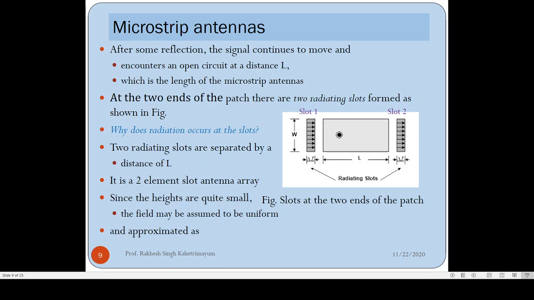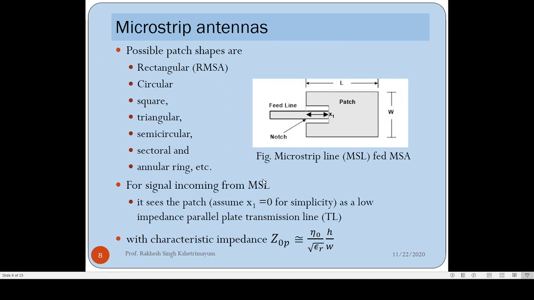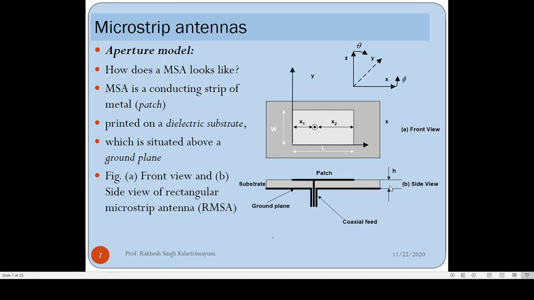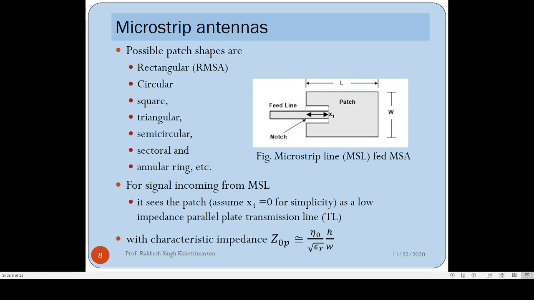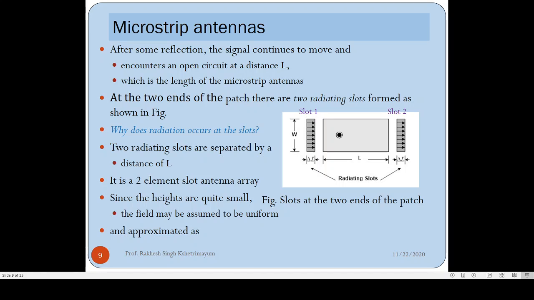We are actually interested in the aperture model of the microstrip antenna. So we have one aperture here, slot 1, another aperture here, slot 2, and for this antenna array, you apply the antenna array principle and find the radiation pattern of this two slot aperture array. Just before that, we need to know the field distribution in slot 1 and slot 2. First thing is that the height of the microstrip antenna, the height H of this substrate, is usually very small with respect to lambda. H is of the order of 0.1 lambda. So in that case, you can assume that fields are uniform in that slot.